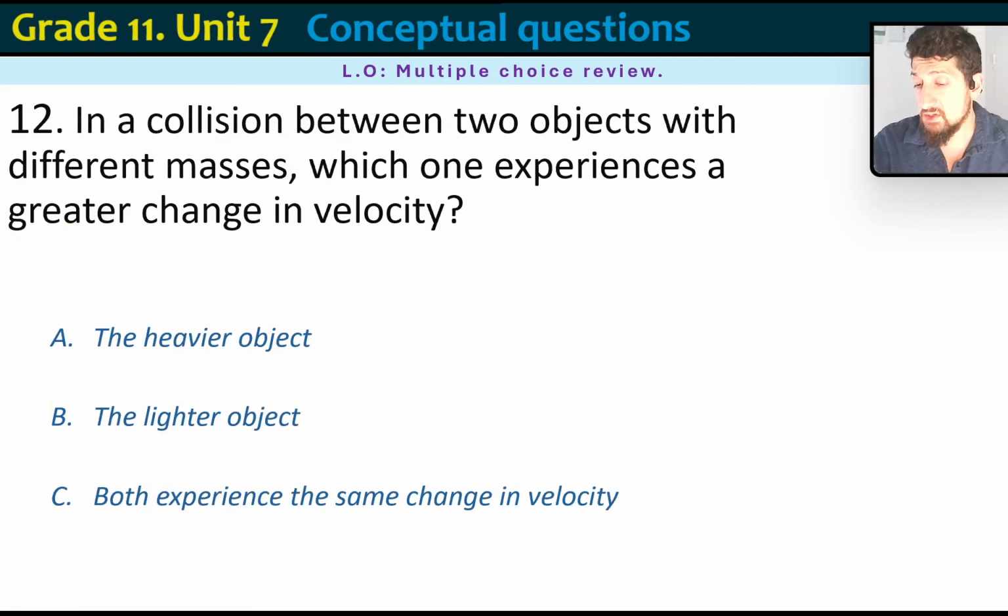Next, in a collision between two objects with different masses, which one experiences a greater change in velocity? Okay, so a really big, really heavy truck is colliding with a little tiny car. Which one's going to fly off? Of course it's the lighter one. Imagine a train hitting a bicycle.